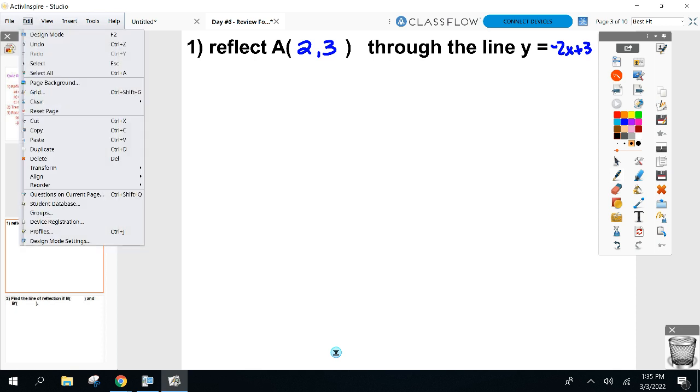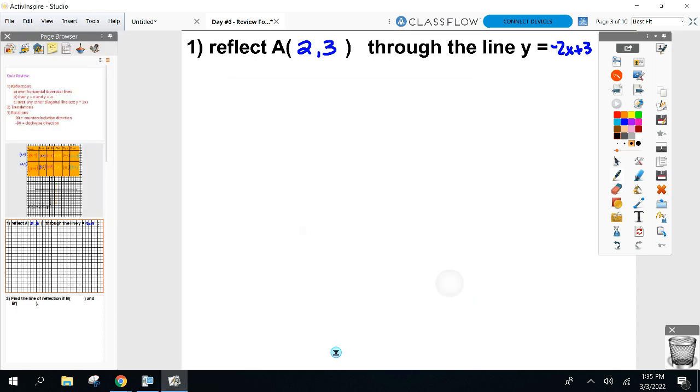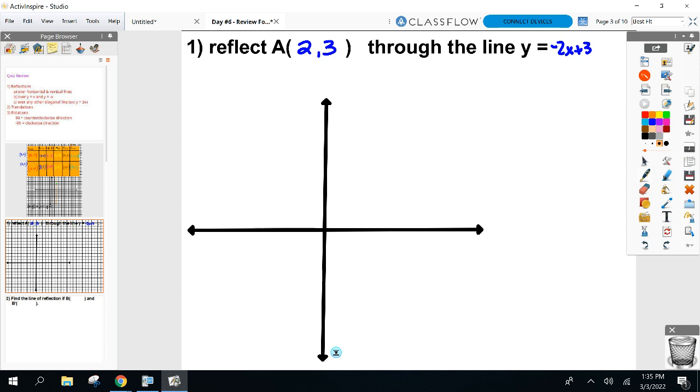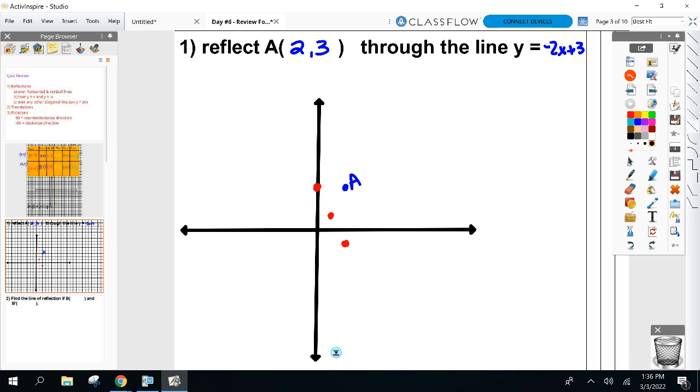Edit. Give me a grid up here. Okay, let me give you a visual of what we're doing. I have this point A, 1, 2, 1, 2, 3, point A, and we're going to reflect it through this line: 1, 2, 3, down 2 over 1. Okay, this is what we're doing. We're taking point A and reflecting it over that line.